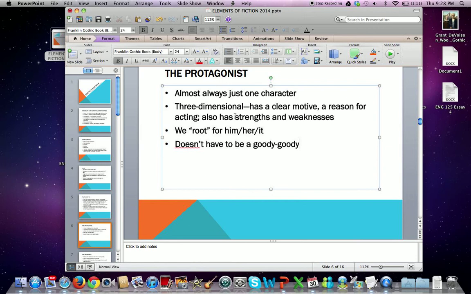Three-dimensional, so they have a clear motive, a reason for acting, in other words. And they have strengths and weaknesses. They're not perfect. They are incredibly human. The more human, the better. Doesn't have to be a goody-goody. Doesn't have to be a knight in shining armor. Doesn't have to be that sort of perfect, ideal person. In fact, they're almost always less interesting when they are.